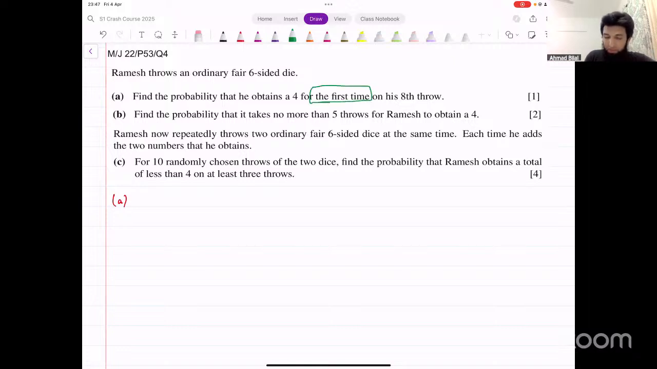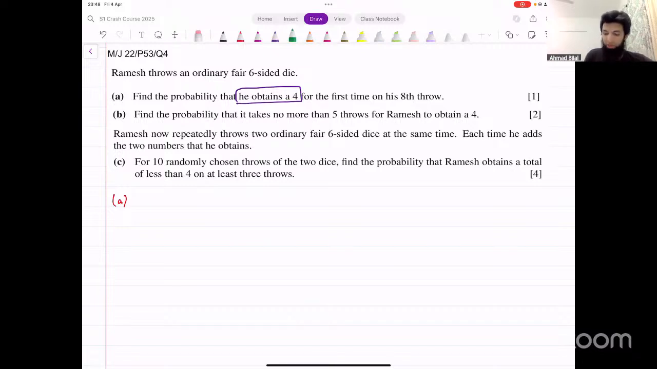First time. What does that remind you of? First success on his 8th throw. What are we talking about? We're talking about geometric distribution. Something is repeating, right? He is throwing the dice again and again, right? Because they're talking about 8th throw. So he's throwing the dice again and again. We're talking about obtaining a 4. So we can call obtaining a 4 a success. And then failure would be not obtaining a 4.